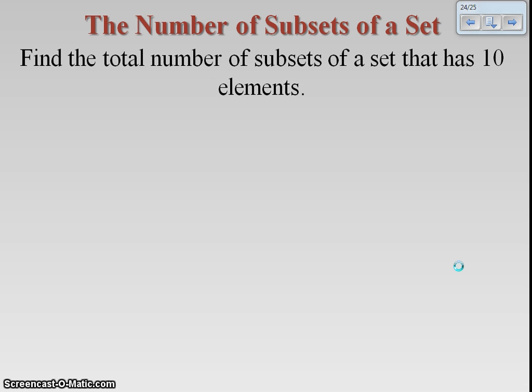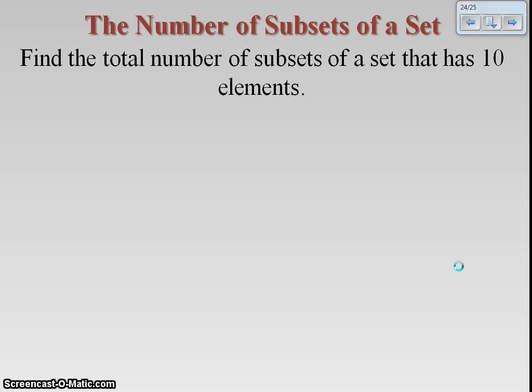Alright, the number of subsets in a set. Now, this is an interesting problem. Find the total number of subsets of a set that has 10 elements. Now, what is a subset? Well, a subset is a group within a larger group. So, for instance, you might say, how many groups of 0 can I make out of the set of 10? How many groups of 1? How many groups of 2, 3, 4? And a subset can include, in some situations, the entire set. So, how many sets of 10?